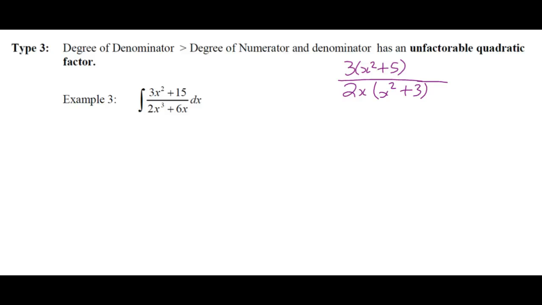So if we like, we can pull the 3 over 2 out, right? That can just go in front. And then we can worry about this. We'll worry about the x squared plus 5 over x times x squared plus 3. Okay, so this is what we want to worry about.